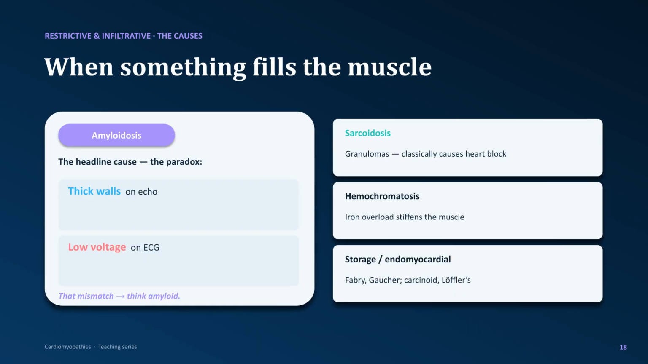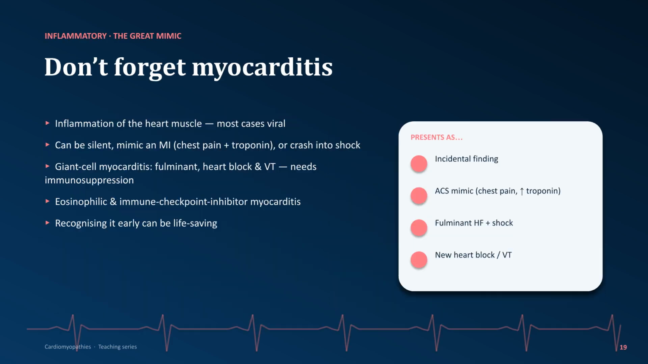Restrictive disease often results from infiltration. Amyloidosis is the primary concern, creating a paradox where walls look thick on echo but show low voltage on ECG. Sarcoidosis causes inflammation through granulomas and often leads to heart block. Other causes include hemochromatosis and rare storage diseases. Identifying the cause is essential, as some, like amyloid, now have specific, targeted therapies.